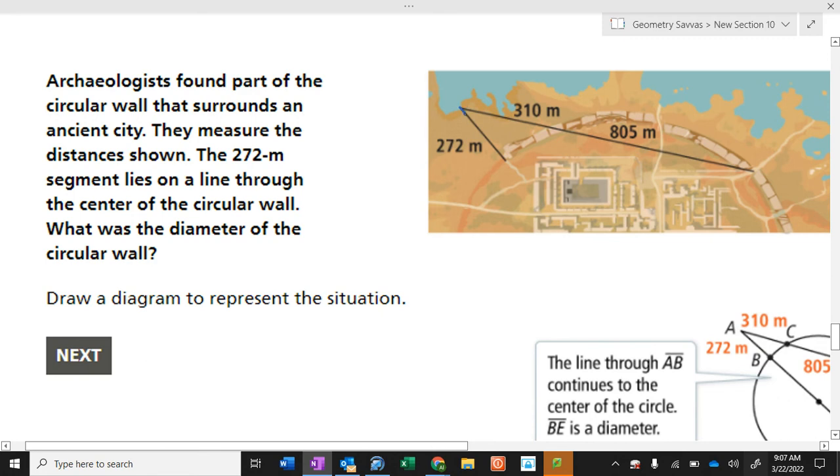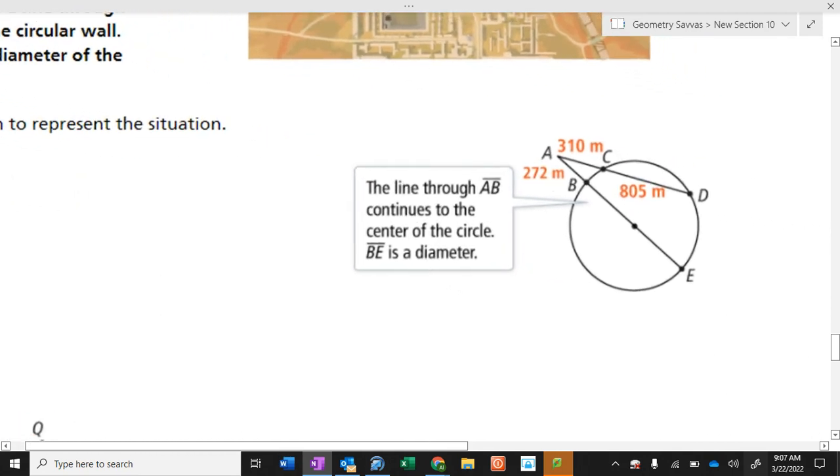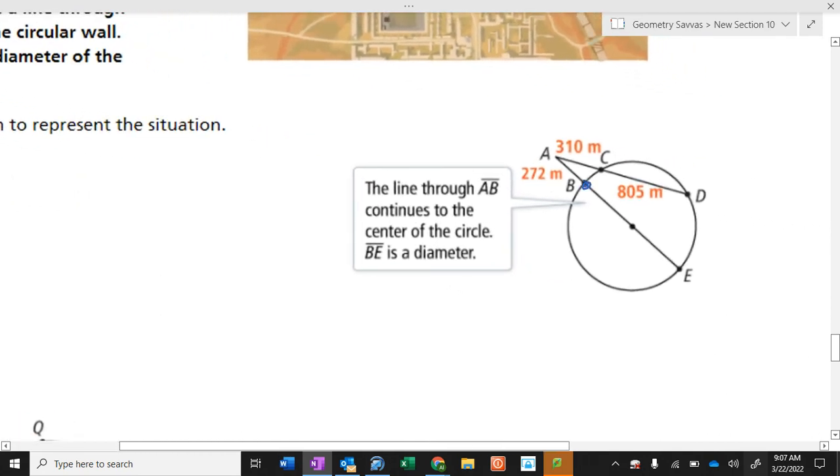Okay, archaeologists found part of a wall that surrounded an ancient city. Now this distance from here to here was 272. This distance out here was 310, and inside the wall was 805. So they replicated these distances. What they want to know is, how big is this diameter of the wall around the city?